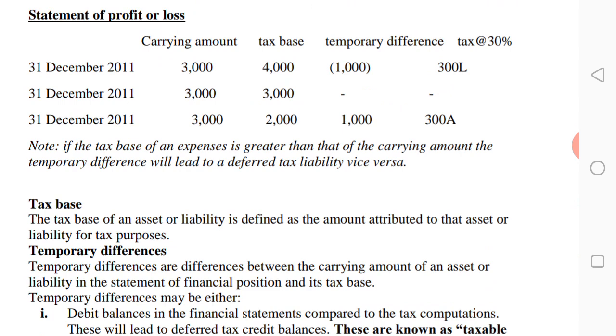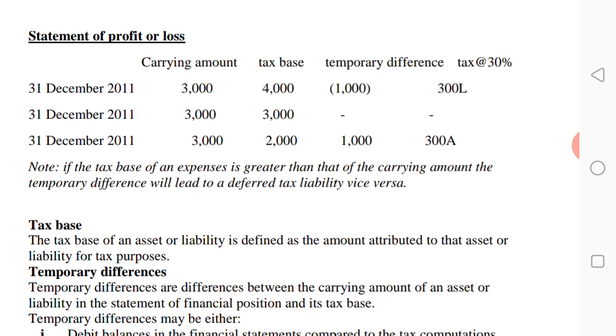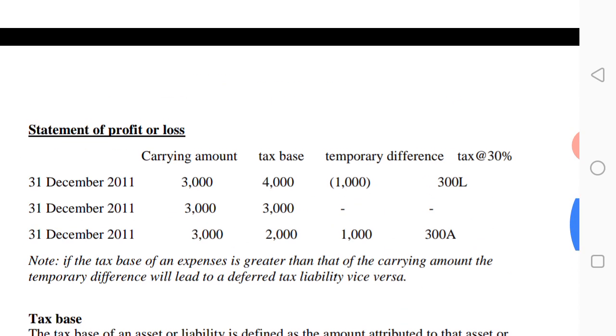So I put it here. A here means asset. That means this 1,000 here is an asset, while this bracket of 1,000 here is a liability. That means because the tax base is higher than the carrying amount, it will lead to a deferred tax liability for expenses. So when we have this, it is very simple.